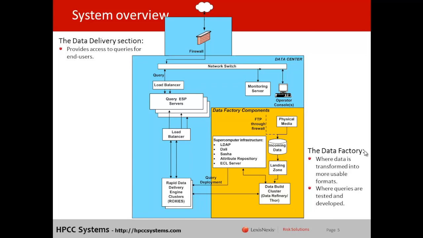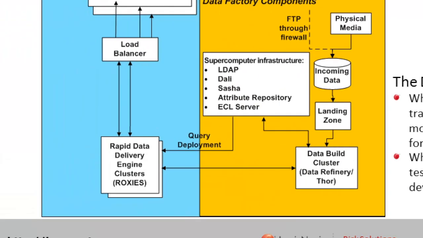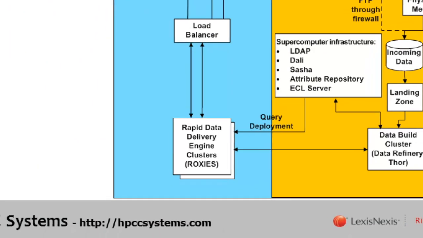Now here's a system overview of the data delivery HPCC section divided into two parts, the data delivery section or ROXY and the data factory. So we can focus on this a little bit more. You have the firewall on top, and marked in blue is really the components that deliver the data to the customer. Starting at the very bottom here, we have the ROXY data delivery engine.